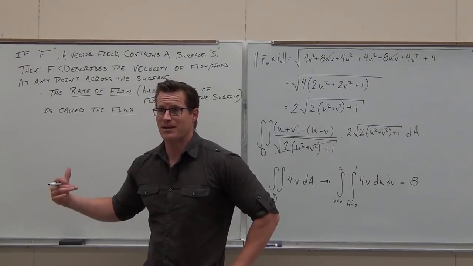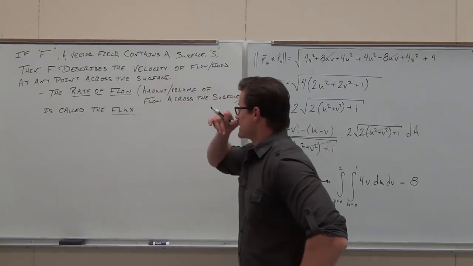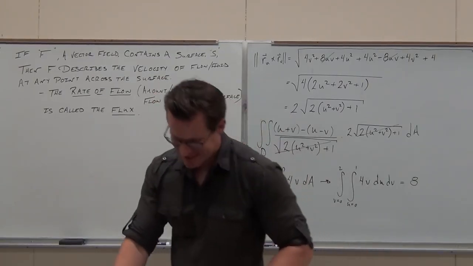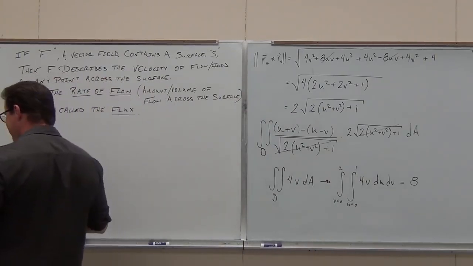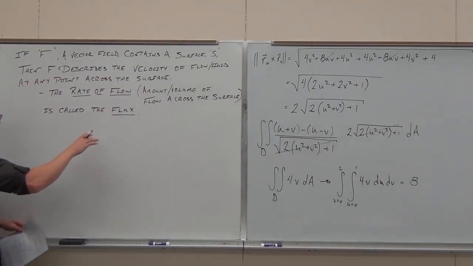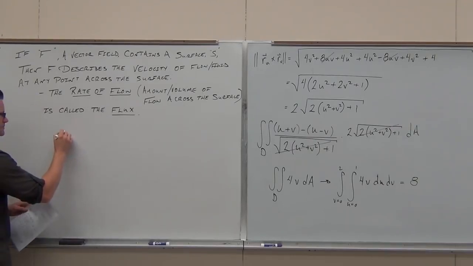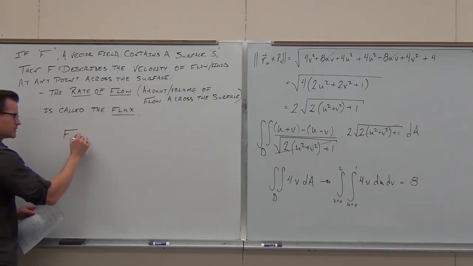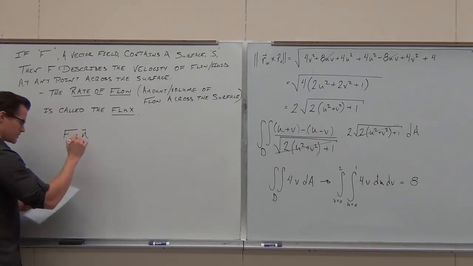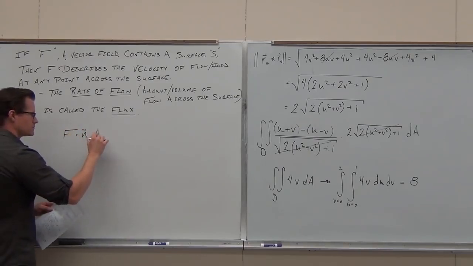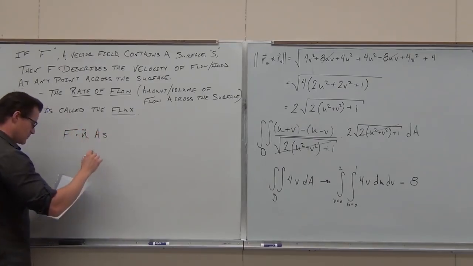Seriously though, it's called flux. I'm not going to make that up. So let's talk about the flux. Now let's think about this. The flux is given by, I'm going to give it to you and then show you why it makes sense. The flux is given to you by this: the vector field dotted with the normal vector times the surface area.